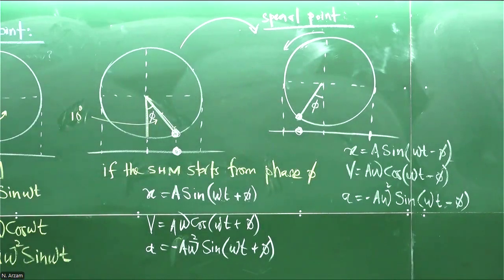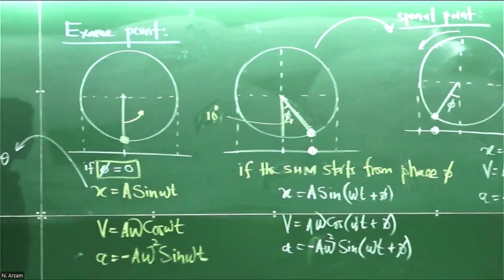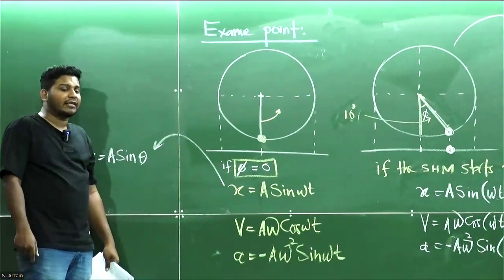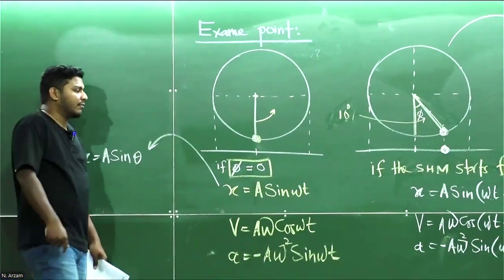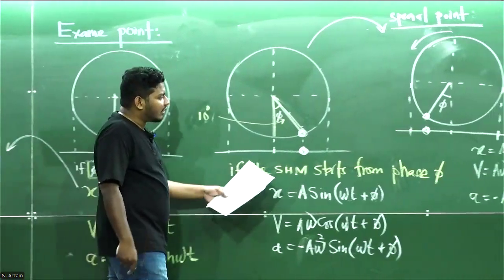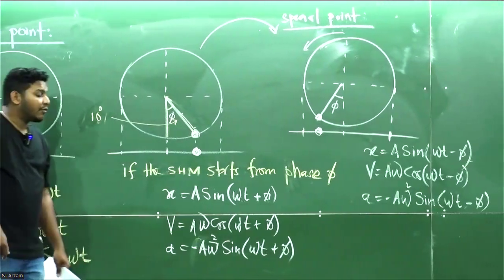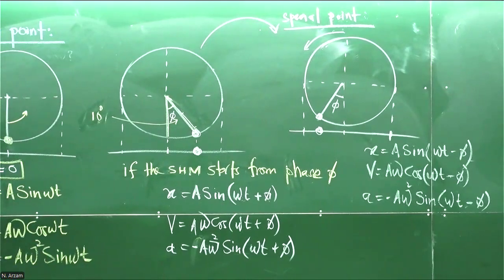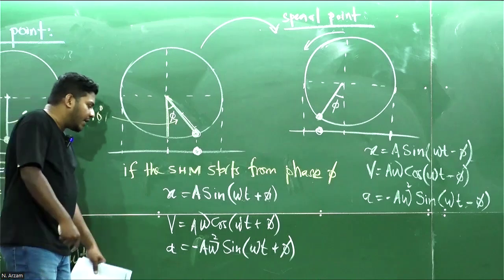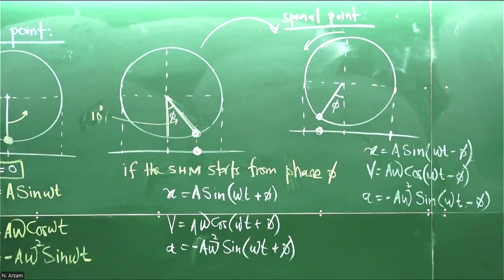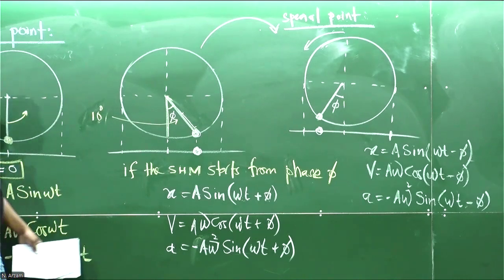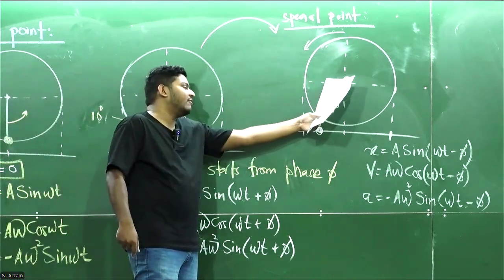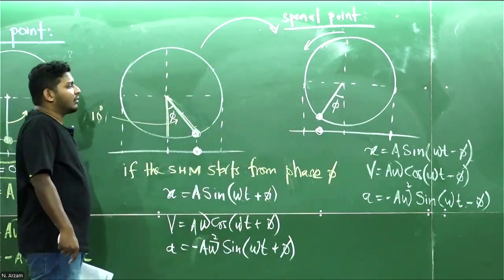If phi is equal to 0, the equations are normal. X is equal to a sin omega t, v is equal to a omega cos omega t, a is equal to minus a omega square sin omega t. If phi is a positive value, the equations are x is equal to a sin omega t plus phi, v is equal to a omega cos omega t plus phi, a is equal to minus a omega square sin omega t plus phi.